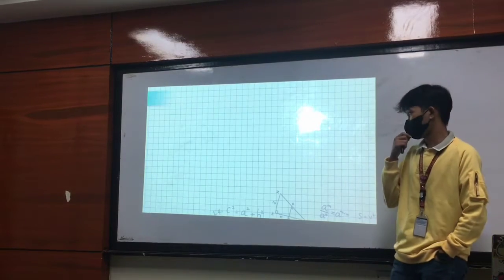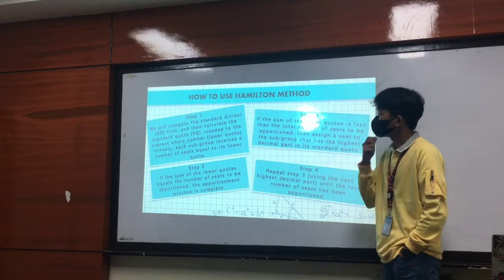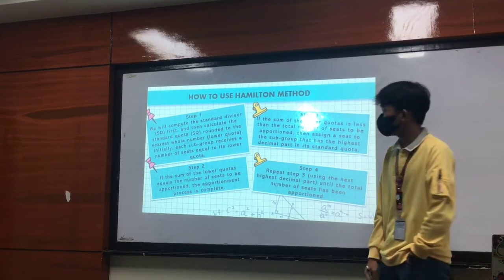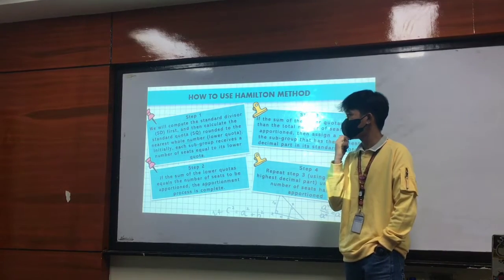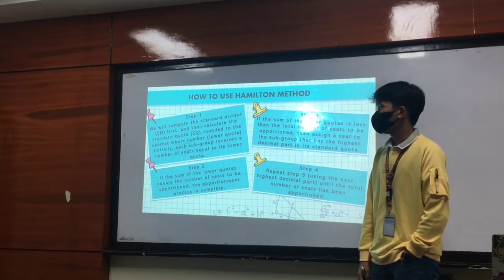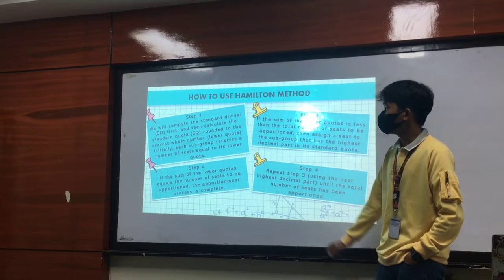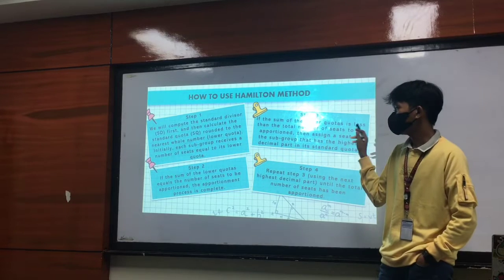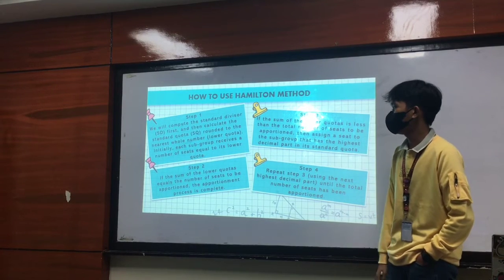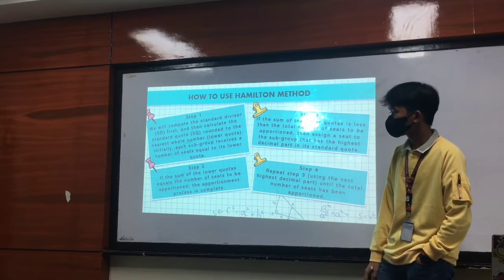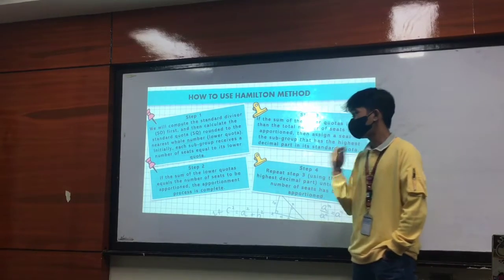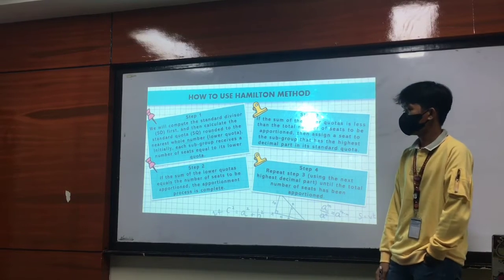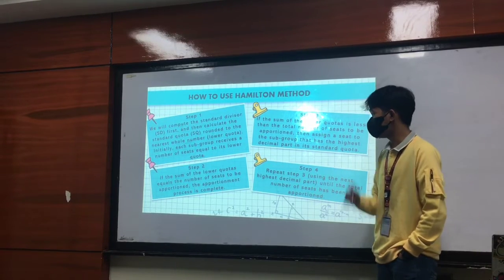So how to use Hamilton method? We have 4 steps here. Step 1, we will compute the standard divisor first, and then calculate the standard quota, rounded down to the nearest whole number, the lower quota. Initially each subgroup receives a number of seats equal to its lower quota. Step 2, if the sum of the lower quotas equals the number of seats to be apportioned, the apportionment process is complete.